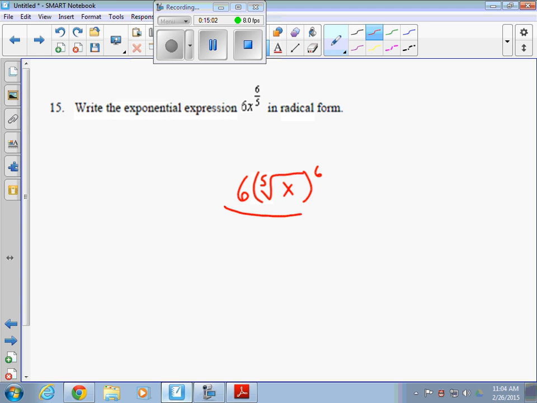This is radical form. Where people will make mistakes with something like this is they'll try to put the 6 inside of the radical like that. It doesn't go there. The only thing being raised to the 6 over 5 power is the x.